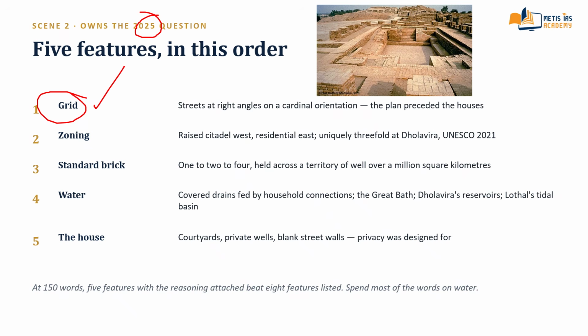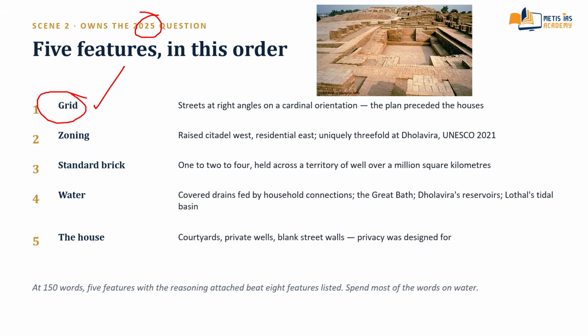Streets laid at right angles and cardinal orientation, dividing the settlement into rectangular blocks, best seen at Mohenjo-daro and Kalibangan. This is deliberate layout preceding construction. The plan came first and the houses were fitted into it.